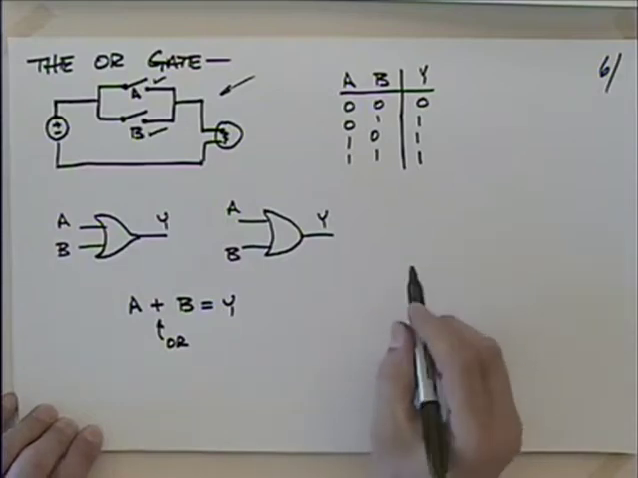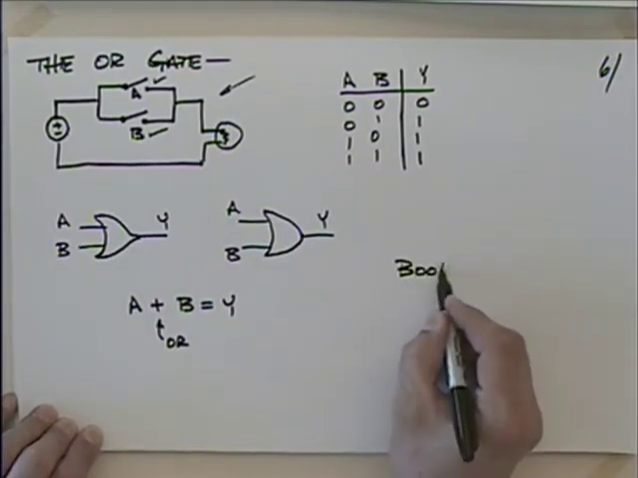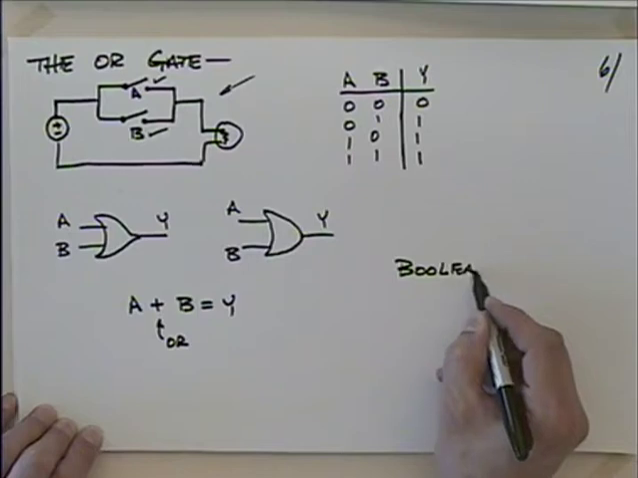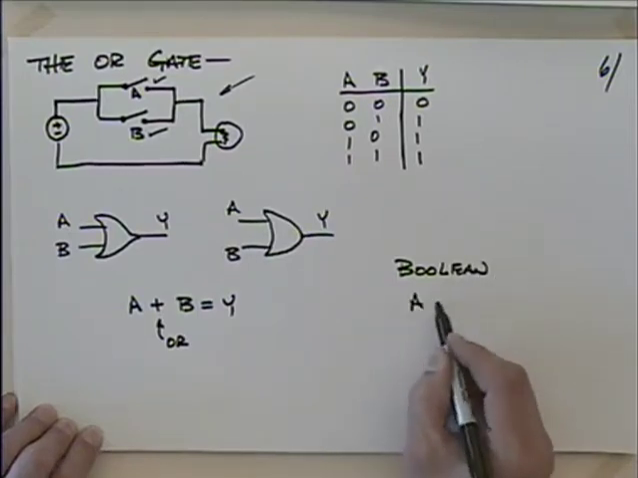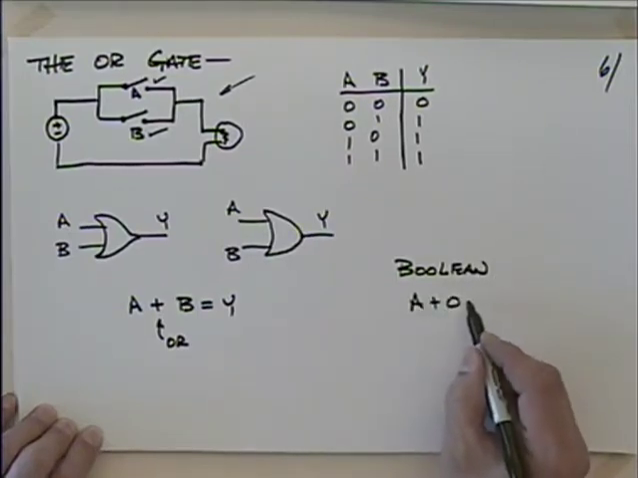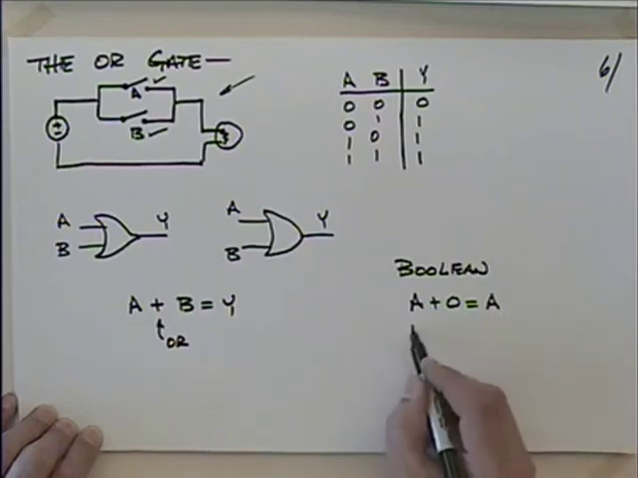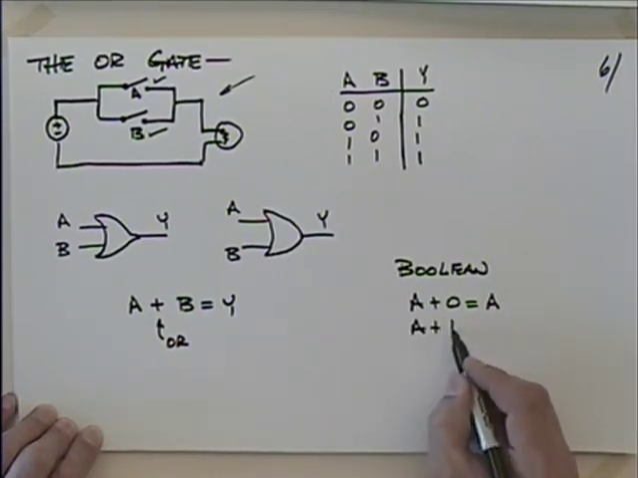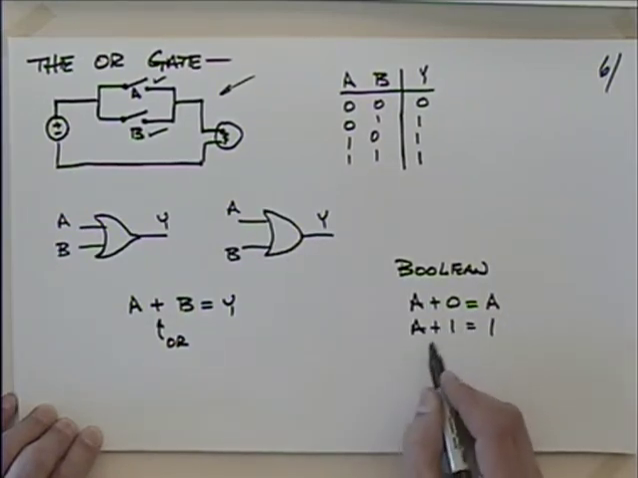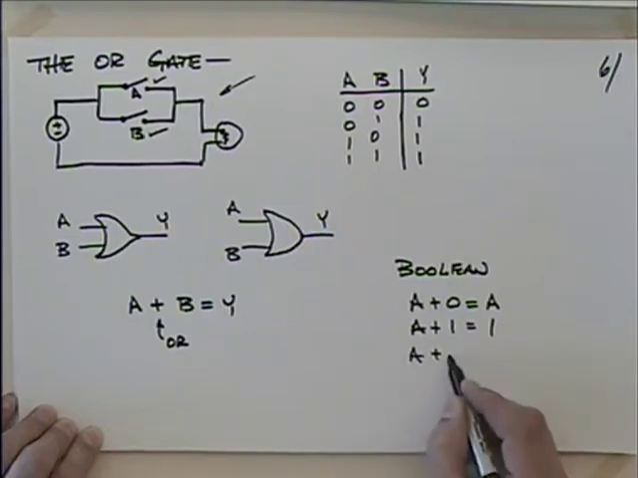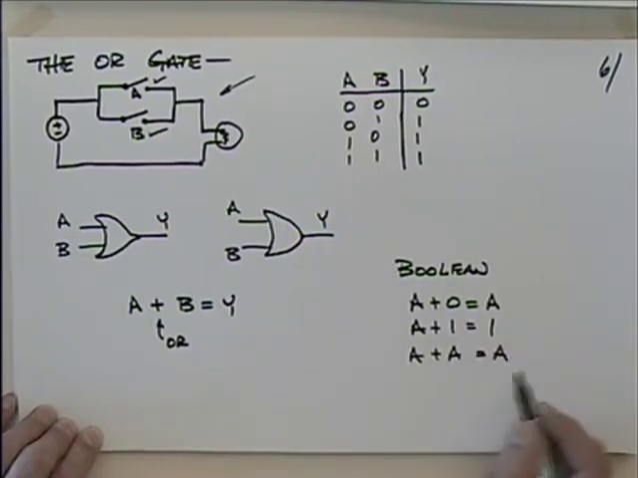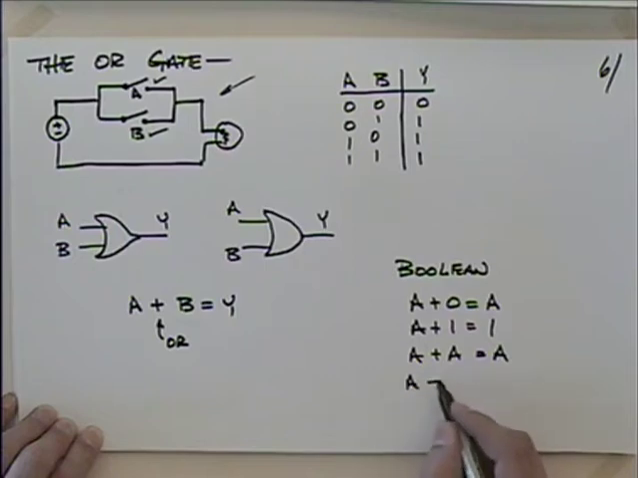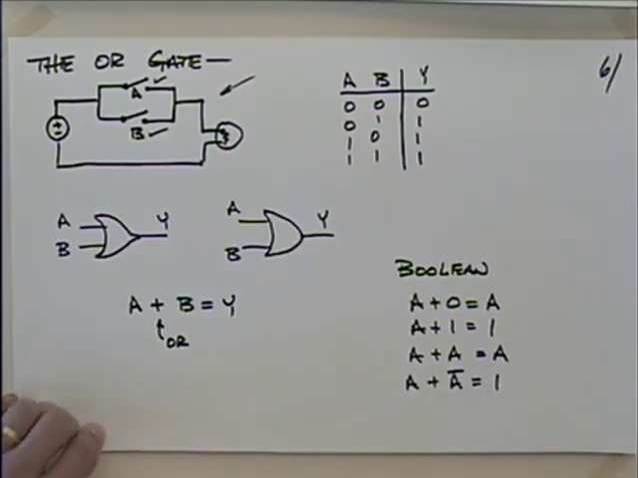If we look at our Boolean laws here, we're going to have A or 0 gives me what? Whatever A is. A or 1 is always going to give me 1. A or A will give me whatever A is. And finally, A or not A is always going to give me 1. Because I know one of those has to be a high.